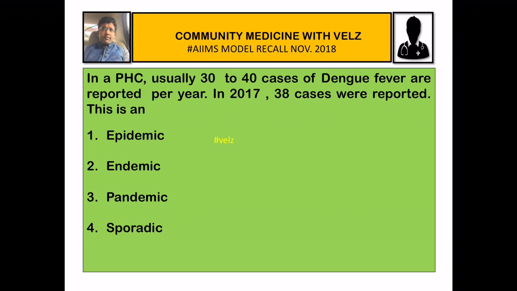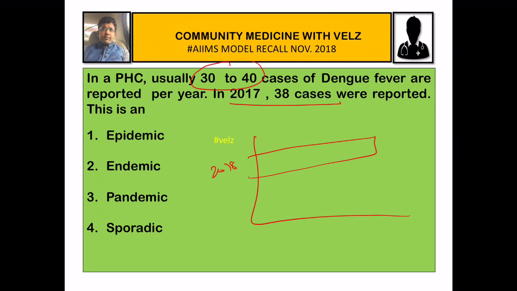Next, in a PHC, usually 30 to 40 cases of dengue occur in a year. In 2017, 38 cases were reported. In 2018, there were 30 to 40. So in 2017 it was 38, so they are almost the same. When the usual number of cases occurs, then it is called endemic. Occurrence of cases in the usual numbers.